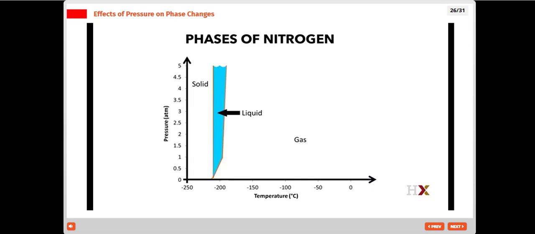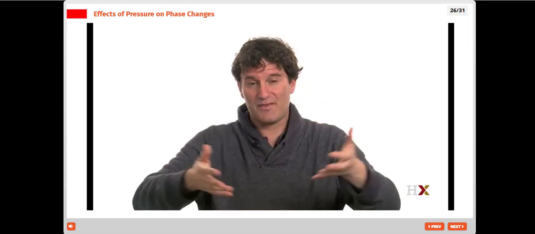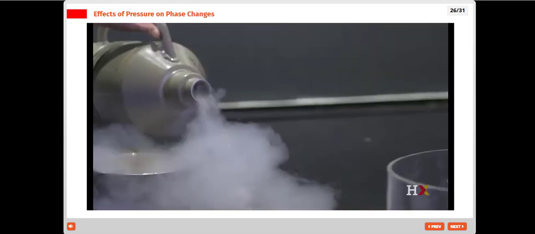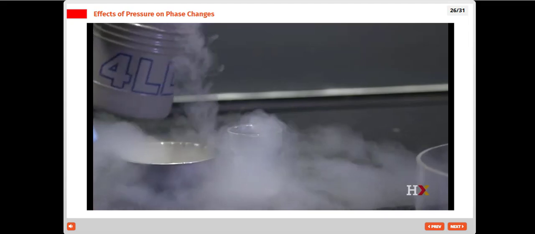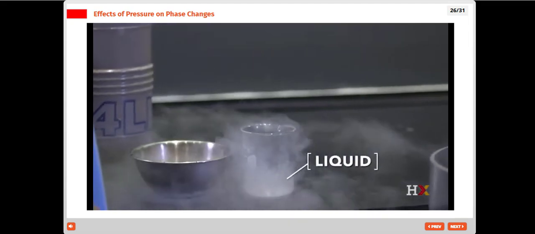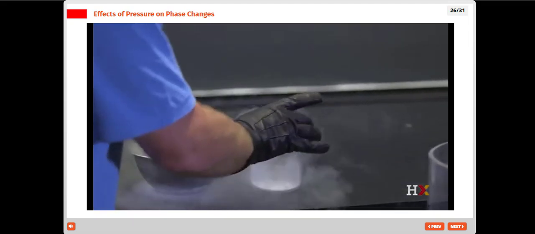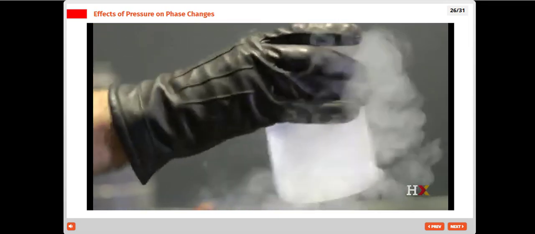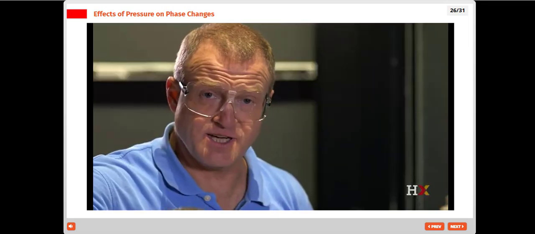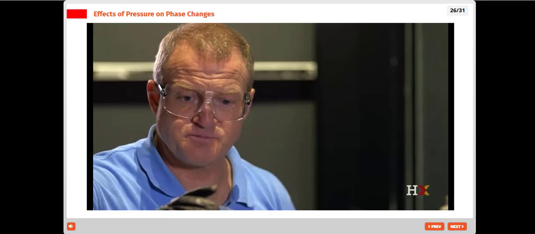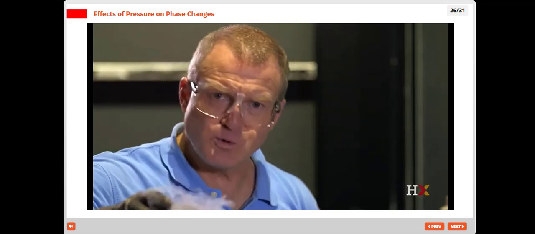At low enough pressures, actually, nitrogen also has a situation where the solid phase transitions directly to a gas without a liquid phase, but there's this big liquid phase, which is the part at 1 atmosphere that gives rise to liquid nitrogen. If we change the pressure, we can change the phase of the liquid nitrogen by cooling it.